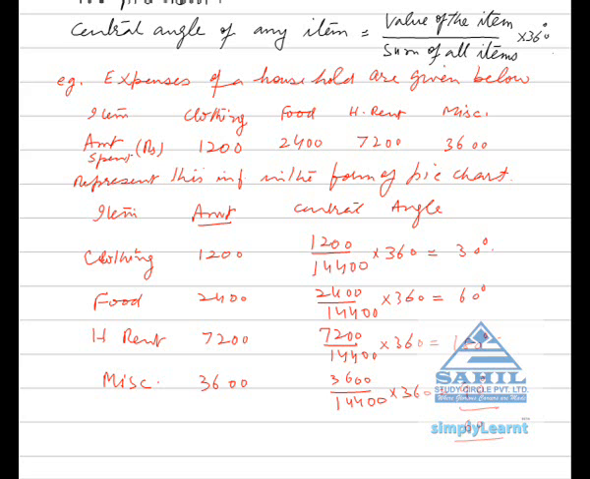Now we arrange the given data in the form of columns. The first column stands for items like clothing, food, house rent, miscellaneous. Second column stands for the amount spent on each item, which is 1200, 2400, 7200, 3600. Third column stands for the central angles corresponding to each item, which come out to be 30 degrees, 60 degrees, 180 degrees, 90 degrees. The total is 360 degrees.